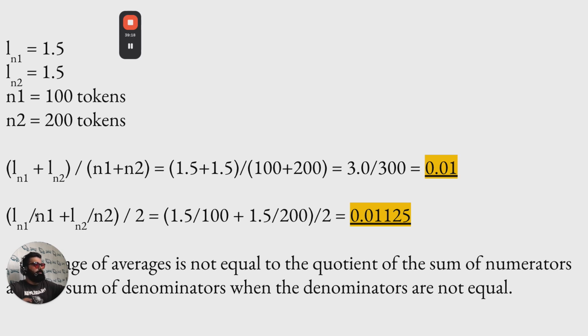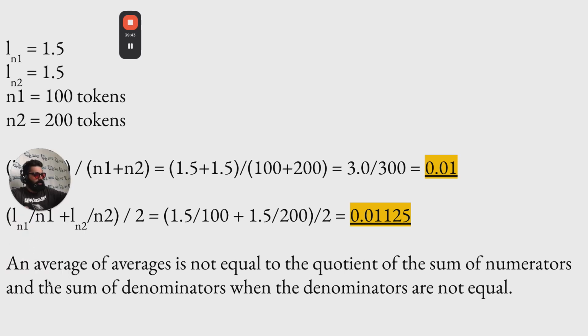If we do the gradient accumulation step with mean loss in transformers, you have the loss divided by the number of tokens plus loss divided by number of tokens, divided by 2. So (1.5/100 + 1.5/200) / 2. Slightly larger now because we are equally weighing this 1.5 over 100 with the 1.5 over 200, and we get 0.01125. I thought of this as an average of averages is not equal to the quotient of the sum of the numerators and the sum of the denominators when the denominators are not equal, as is the case here.